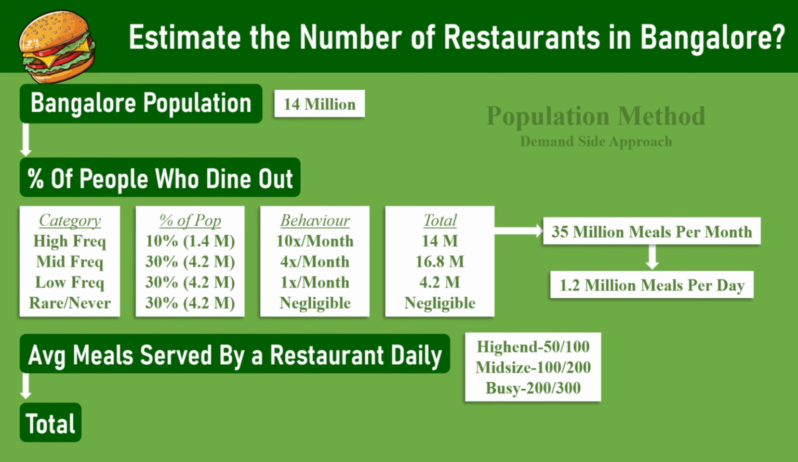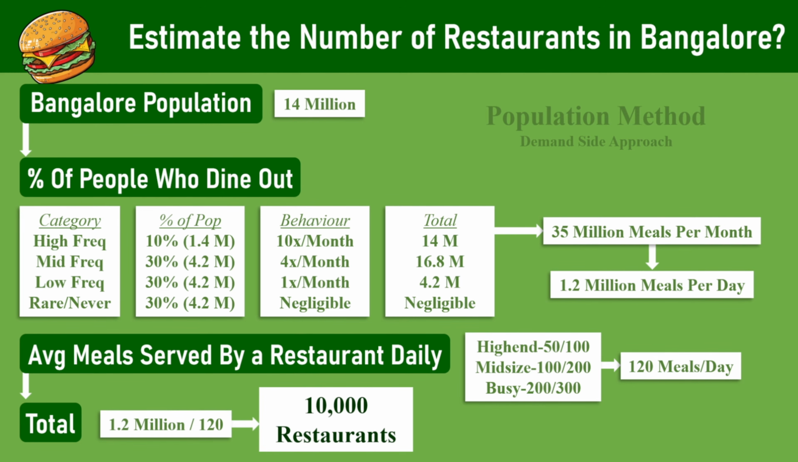This gives us a considerate average of about 120 meals that are served by a typical restaurant on a daily basis. Now for the final calculations, we divide 1.2 million meals by 120 and we get 10,000 restaurants in the city of Bangalore. This was the solution using a demand-side approach where we based our assumptions on the behavior of customers and their frequency of dining out.